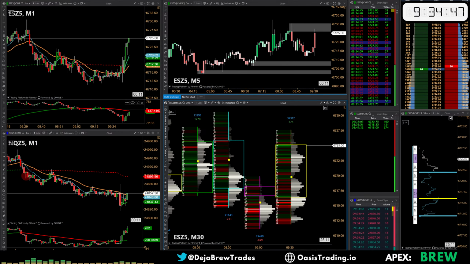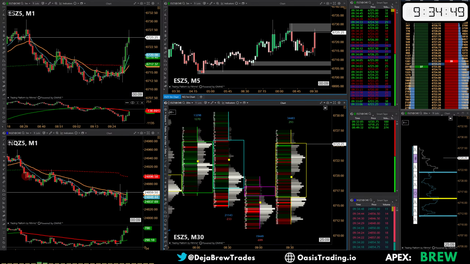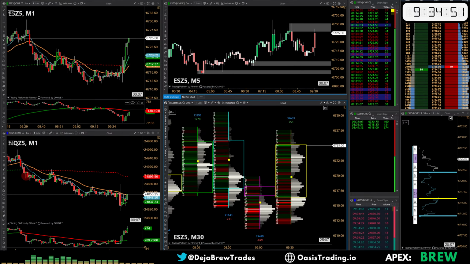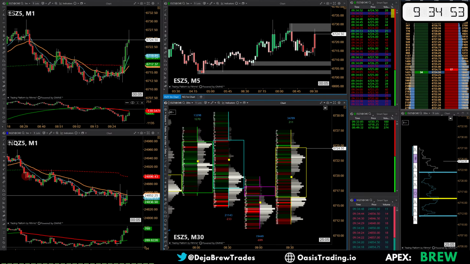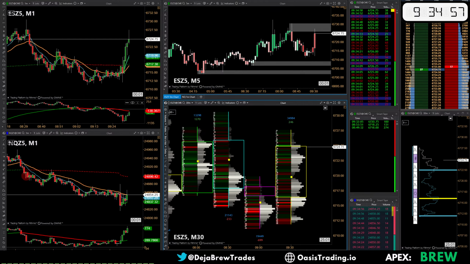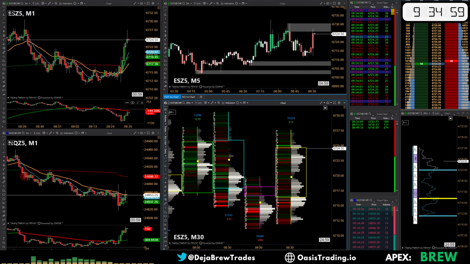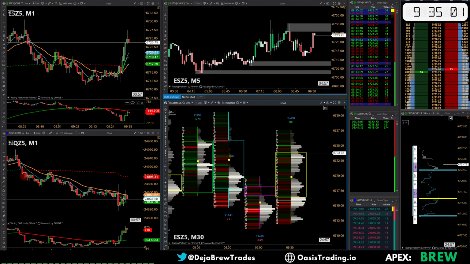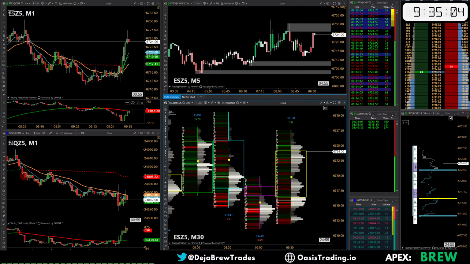Keep an eye on this point of origin up here around 30. Right now we're just rotating, very standard micro pullback, a lot of rotations, a lot of chop in the beginning until it figures out which side, if there is a side, that has the bias.